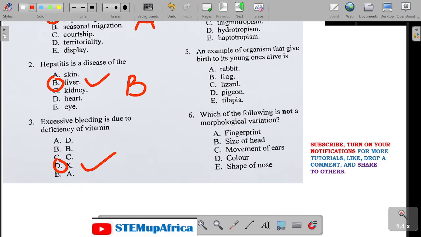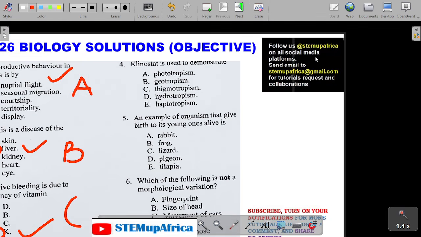Question 4, this one is C. Let's move to question 4. The clinostat is used to determine geotropism. Geotropism means it responds to gravity. That means the ability of plants to respond to gravity. So the answer to the question is option B.